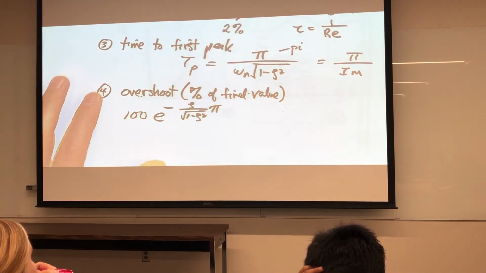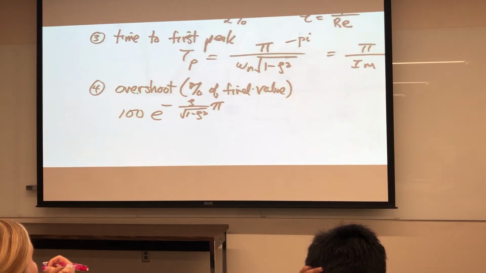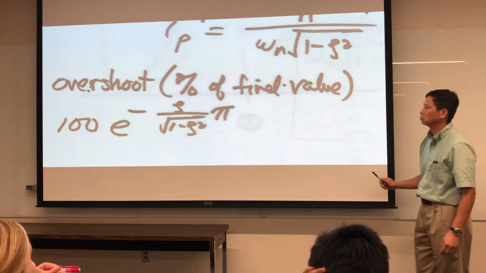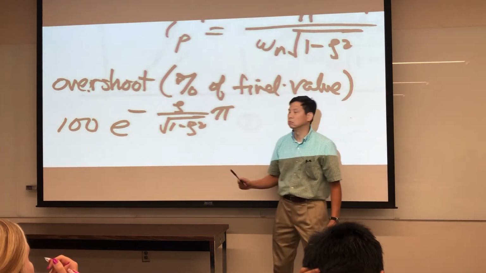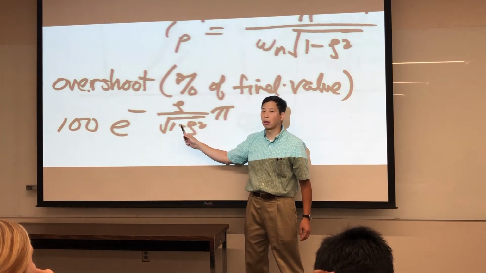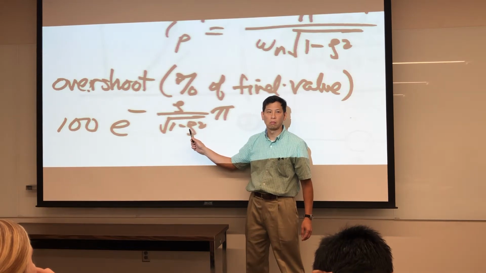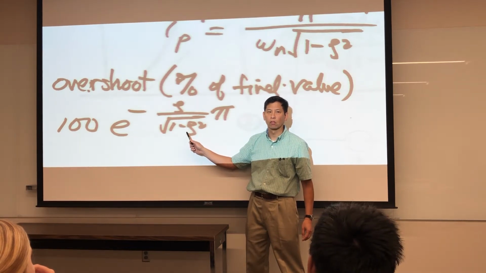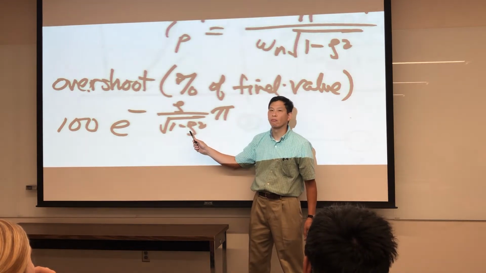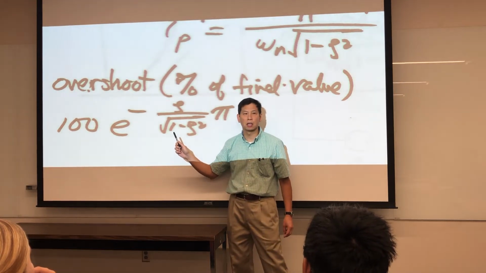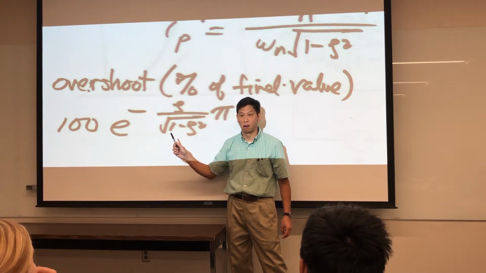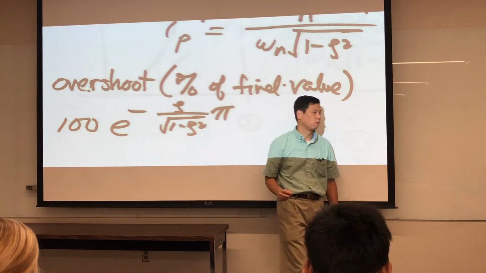Now let's consider what happens if zeta is 1. If zeta is 1, I got 1 here. I get square root of 1 minus 1 squared, so I get 1 over 0, which is infinity. So e to the minus infinity is 0. There's no overshoot. Okay?